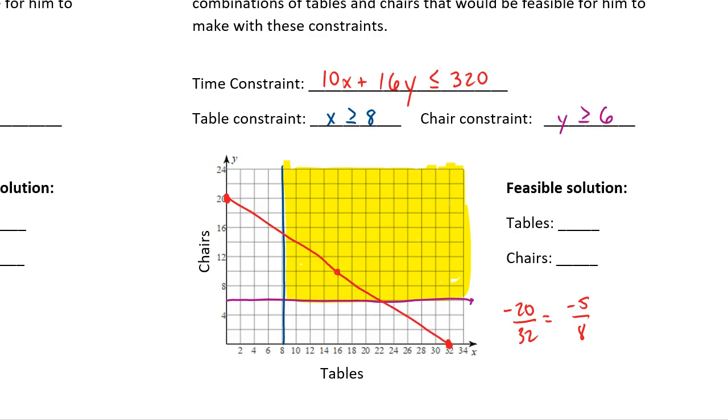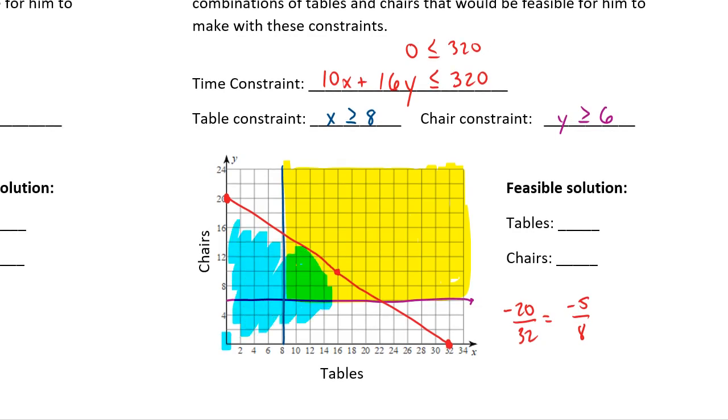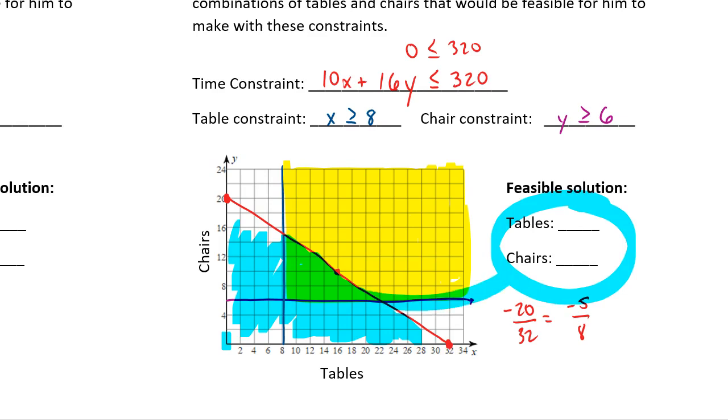And now, first we've got to find our region here. If I were to use a test point of 0, 0, I'd get the statement 0 is less than or equal to 320, which is a true statement. So 0, 0 is down here, so we would shade in on that side of the line. If we shade this side of the line, you're going to notice that that triangle is going to turn green. That means that's where the feasible region would be. So anything inside of this region would be a solution.